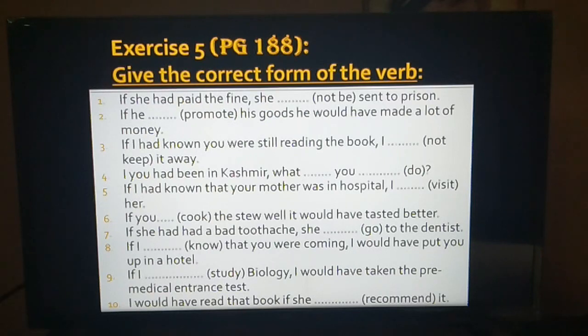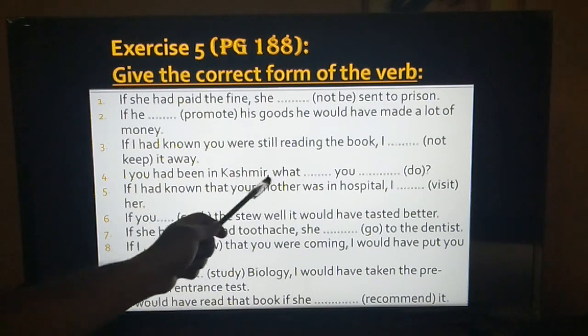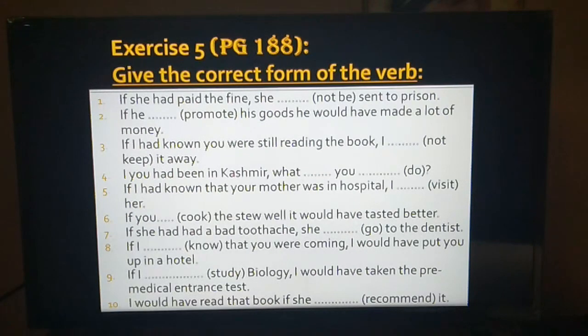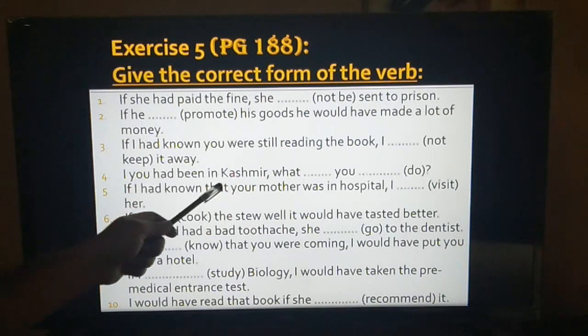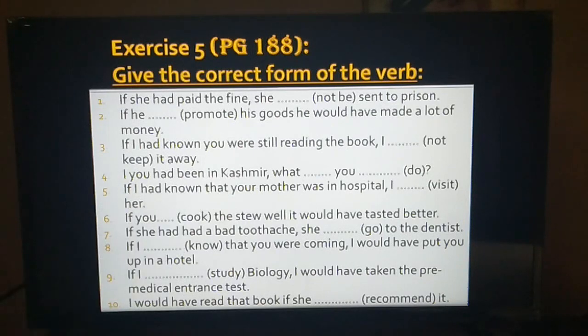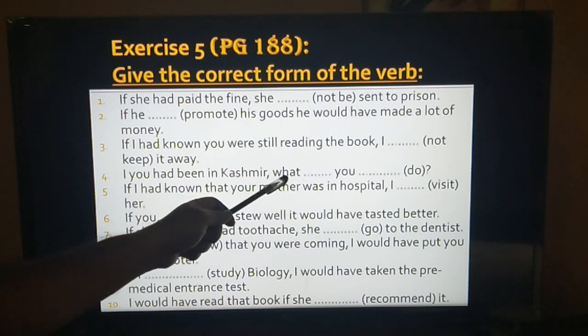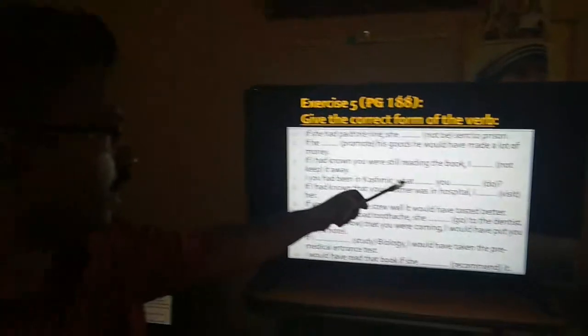The fourth sentence. If you had been in Kashmir, what dash you dash in bracket do. So already, so here there is a mistake. If you had been in Kashmir, it is an if clause. If you had been in Kashmir, correct it. So if you had been in Kashmir, what would you have done? What would you have done? Okay, so you have to find out the proper tense there with regard to the main clause.